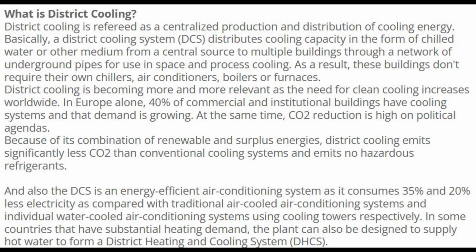What is district cooling? District cooling is referred to as a centralized production and distribution of cooling energy. Basically, a district cooling system, DCS, distributes cooling capacity in the form of chilled water or other medium from a central source to multiple buildings through a network of underground pipes for use in space and process cooling. As a result, these buildings don't require their own chillers, air conditioners, boilers, or furnaces.